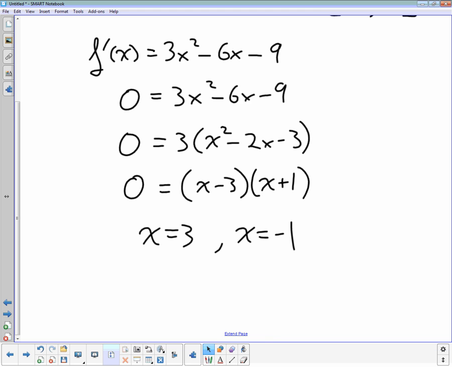All right, so those are the two places that produce a horizontal tangent. I don't know right now, without looking at a graph or without doing any further work, if those are maximal or if those are minimal. The second derivative will tell me if it's concave up, concave down, or neither. So we're going to take the second derivative and plug in those values to see what it's doing at those places.